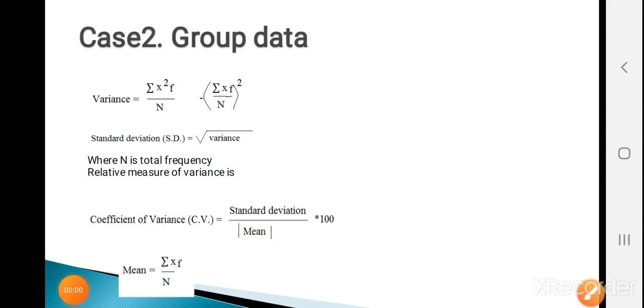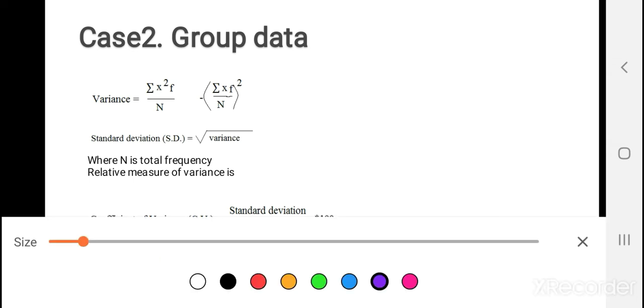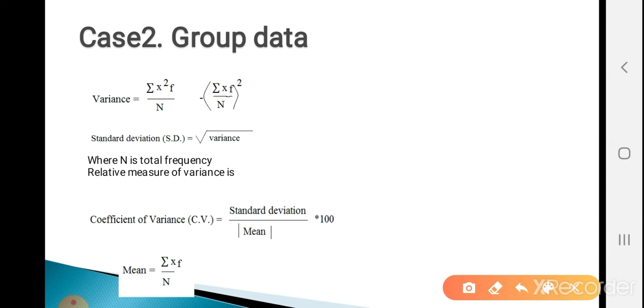Now the second case is for group data. What is the formula for calculating variance, standard deviation and coefficient of variance for group data? The formula for calculating the variance is summation x square into f divided by capital N minus bracket summation x into f divided by capital N bracket square, where capital N is total frequency.